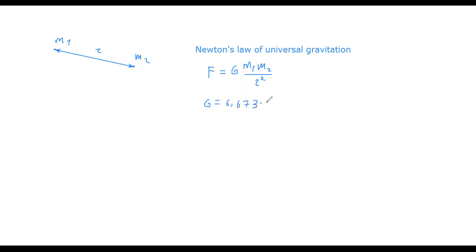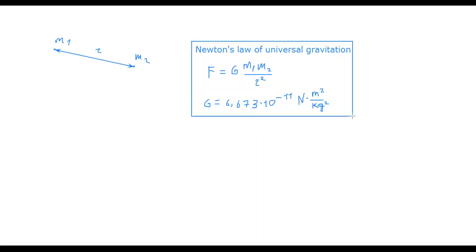6.673 multiplied by 10 in minus 11th exponent. Newton's square meters divided by square kilograms. Newton's law of universal gravitation.